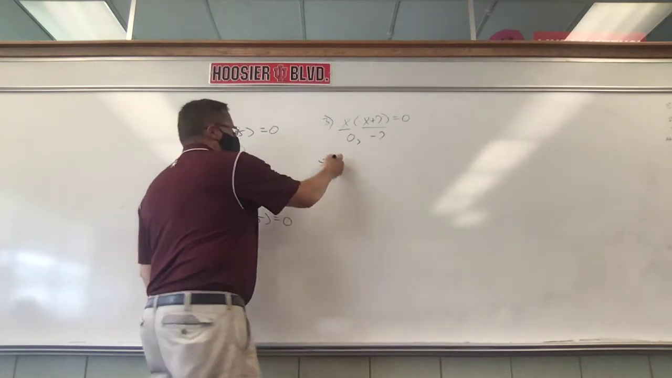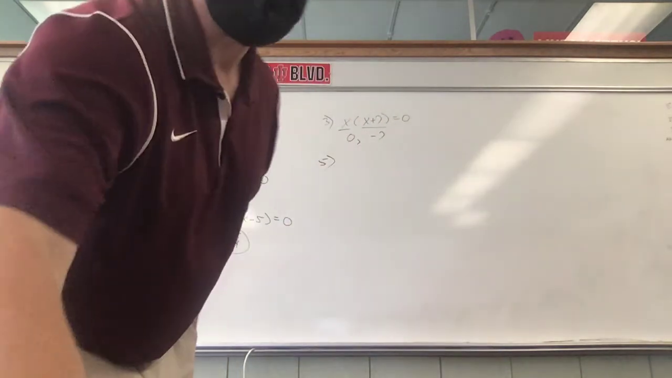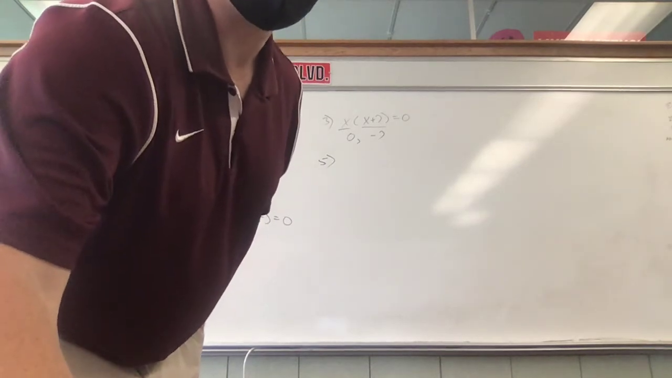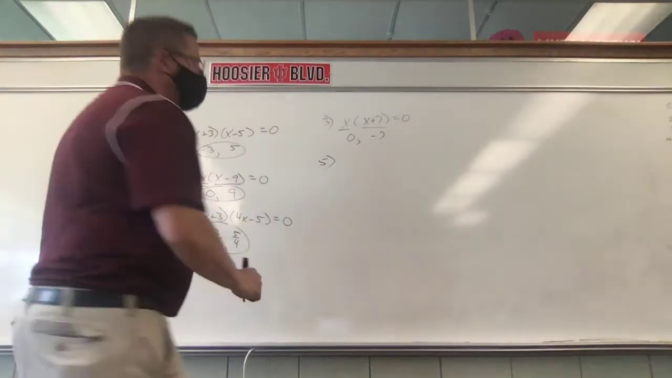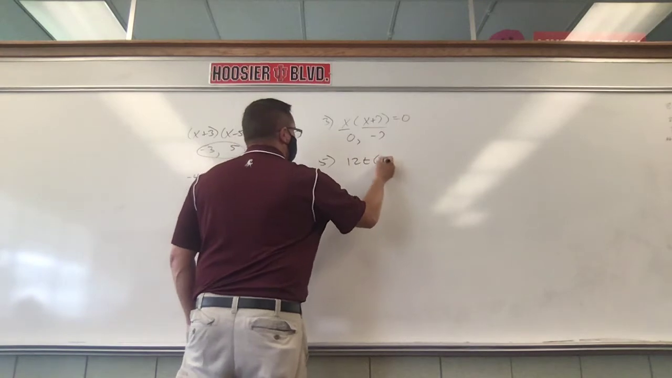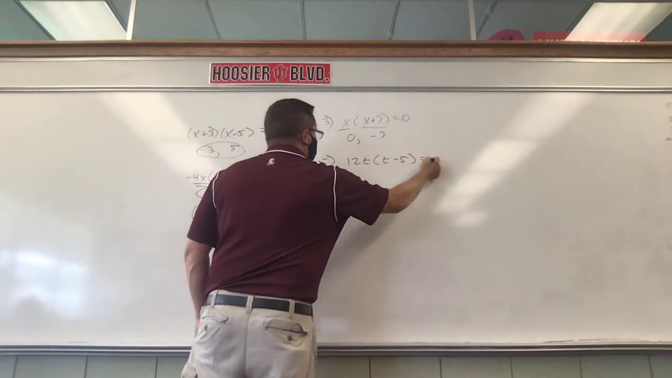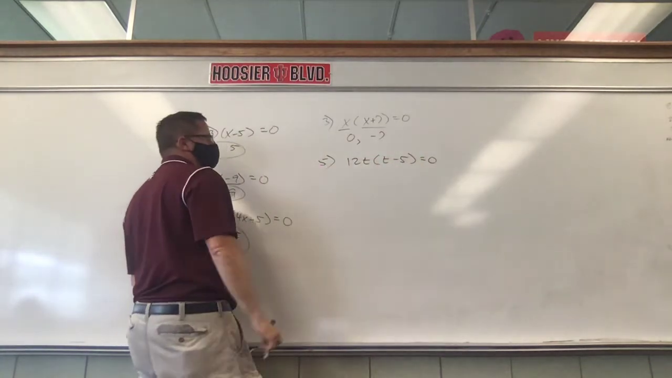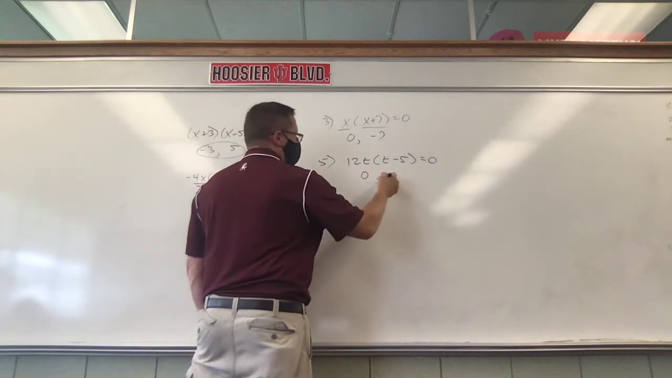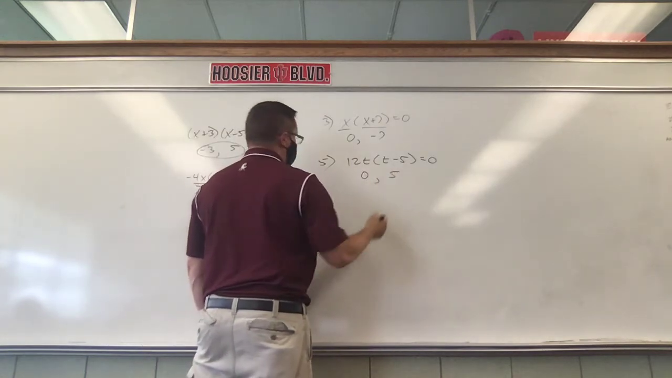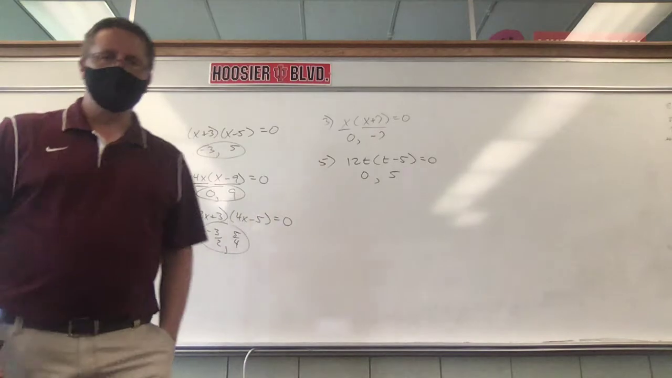Next problem, number 5. 12t times t minus 5 equals 0. What are the answers here? 0 and 5. 5 over 1.